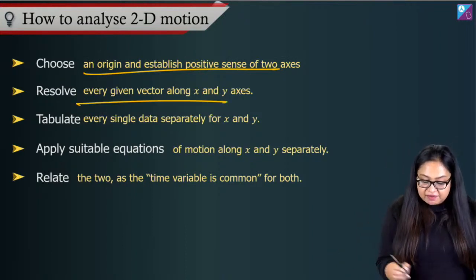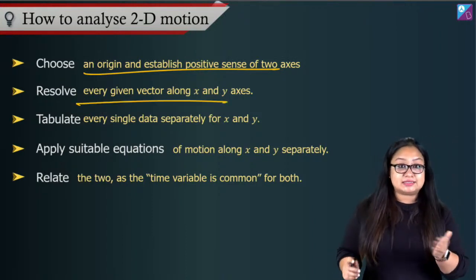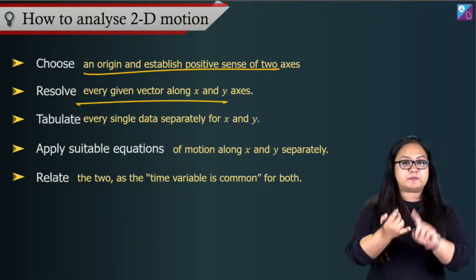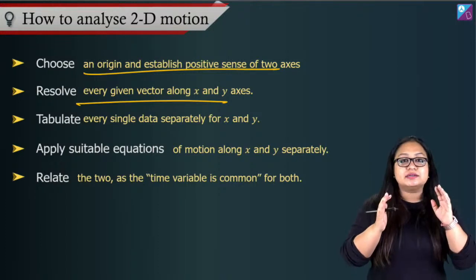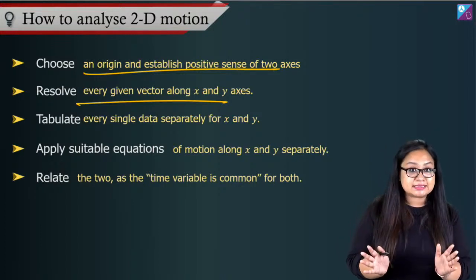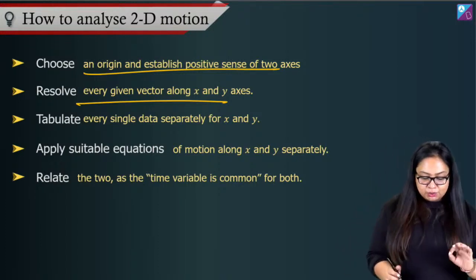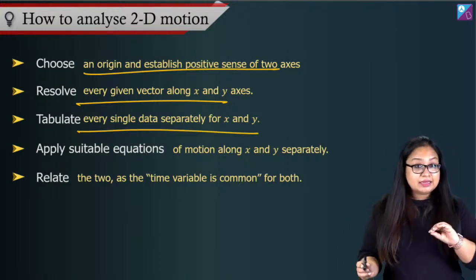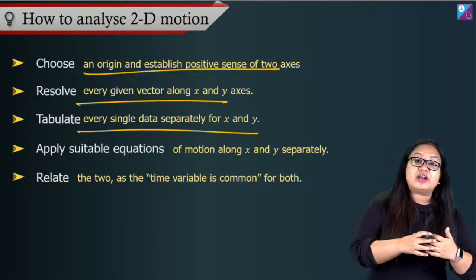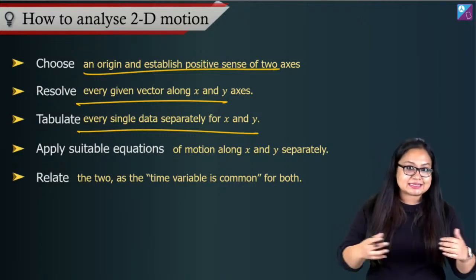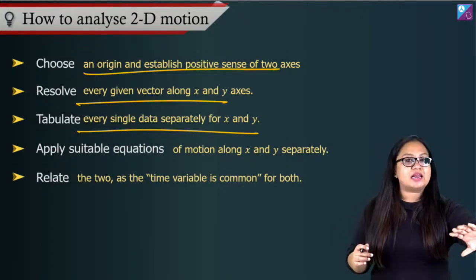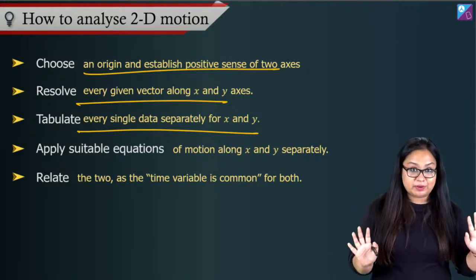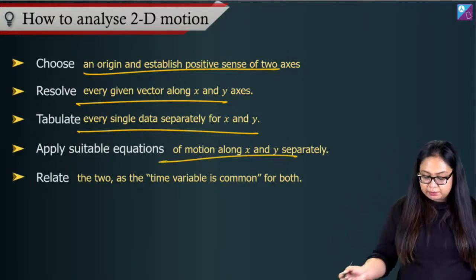Then resolve every given vector along x and y-axis, right? That's the second step. Whatever vectors that you have, whether you have displacement, velocity, acceleration, resolve them along x and y-axis. Then you can tabulate separately for x and y, right? Separately you can calculate for x-axis parameters. Separately you can calculate for y-direction parameters. How? Apply suitable equations, right? Apply suitable equations of motion.